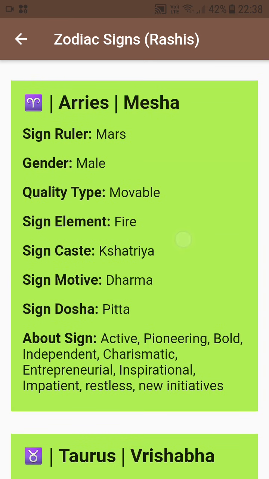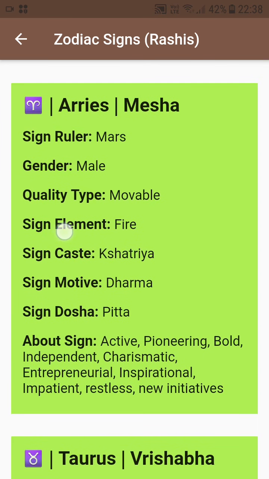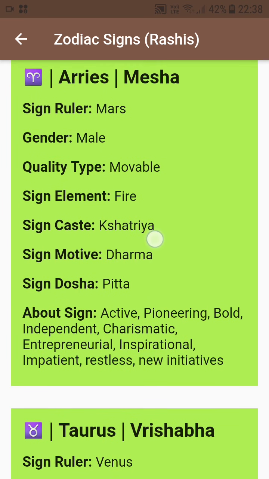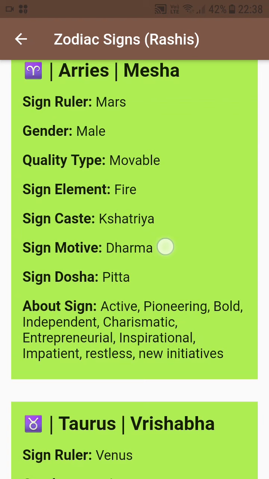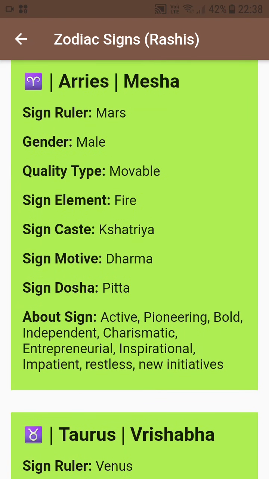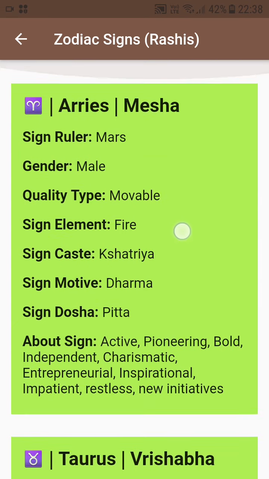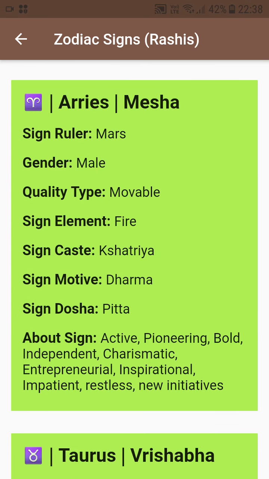The element, which is a very important part of this video, the element of this Rashi is fire. The caste of the Rashi is Kshatriya. The motive is Dharma. The dosha, it has Pitta dosha. Okay, so an Aries native, and when I say native, it would be anybody who is Aries ascendant or whose moon Rashi is Aries.